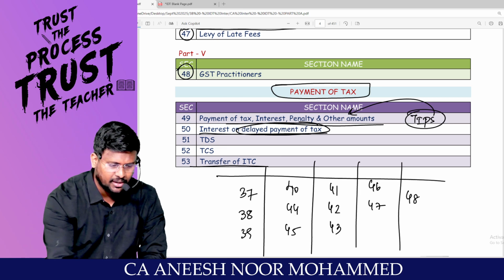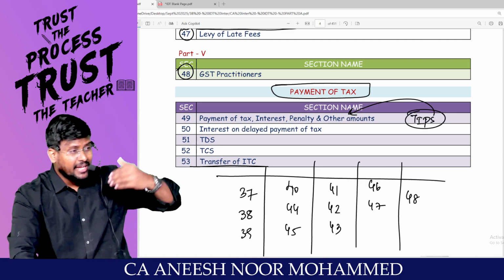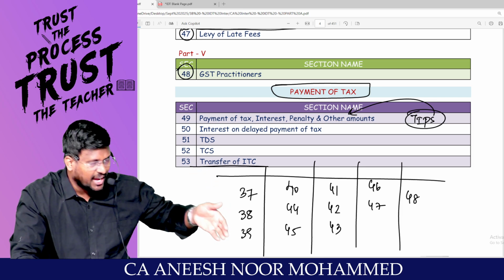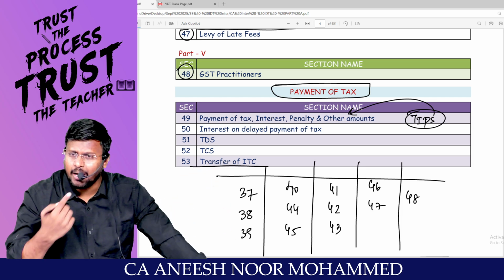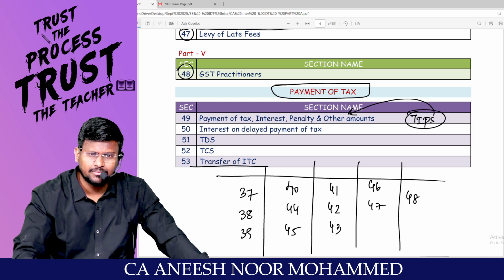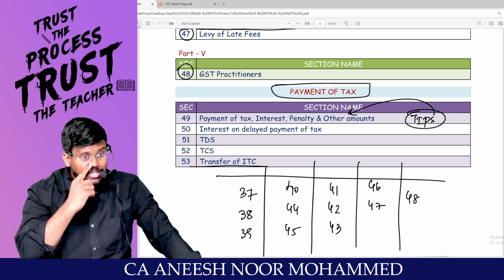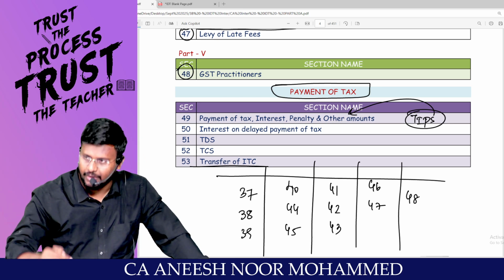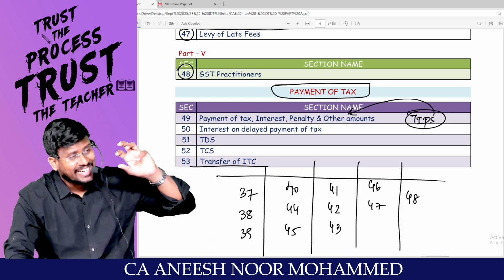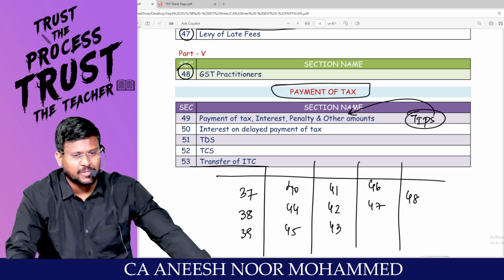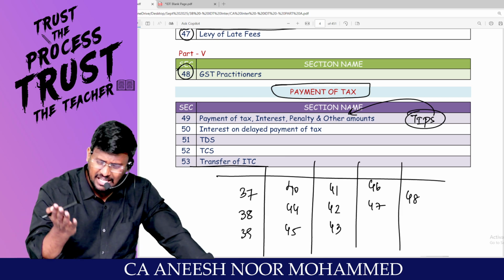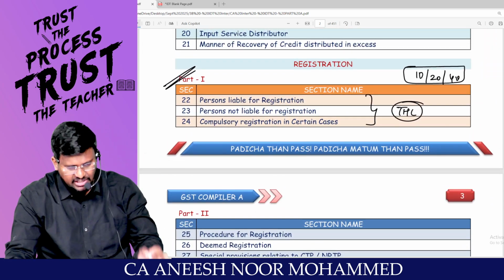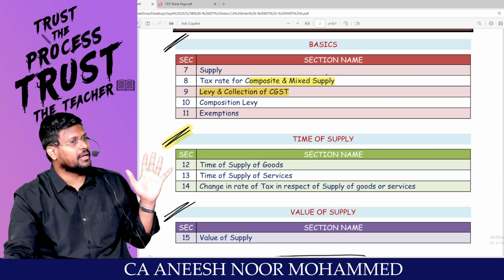Sir, how much tax, interest, penalty and any other amount is to be paid? That is covered in section 49. Sometimes I will not make the payment on time. If I do not pay the tax within the due date, then I am liable to pay as per section 50. Certain people will deduct TDS for me. That is as per section 51. Certain people will collect TCS from me. That is as per section 52. And I can transfer ITC. That's section 53. These are the sections to be completed at the inter level, my dear lovable students.